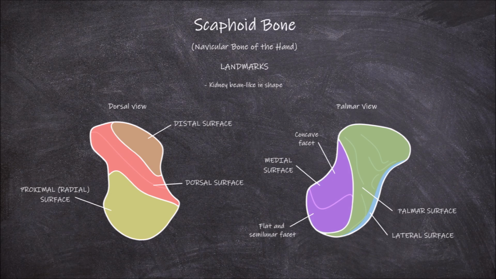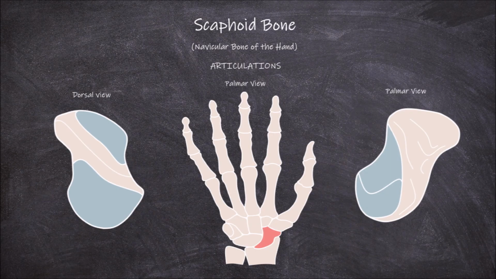Let's now take a closer look at the articulations this bone has with other bones. This bone articulates with 5 other bones. The first of these articulations is with the radius bone of the arm. The large facet on the proximal surface of the scaphoid bone articulates with the articular surface on the distal surface of the radius bone. The second articulation is with the trapezium bone.